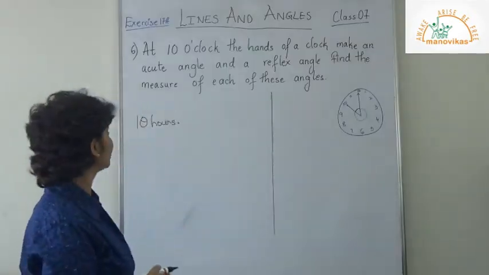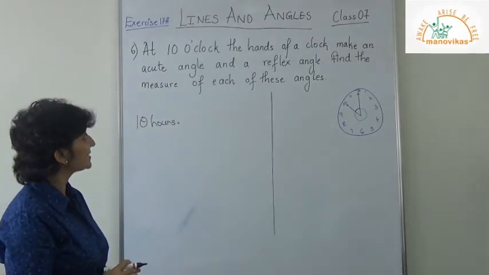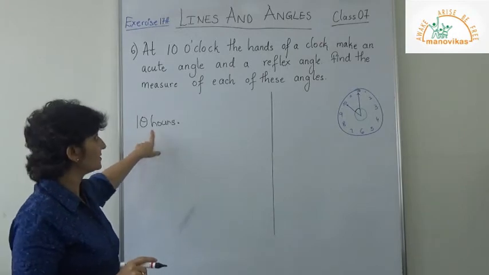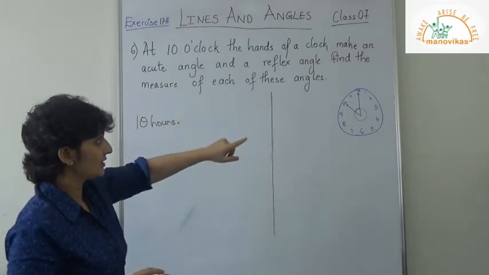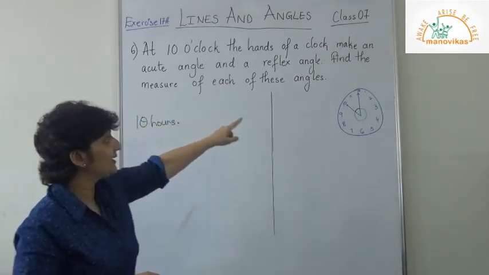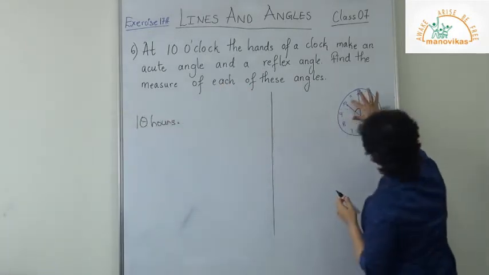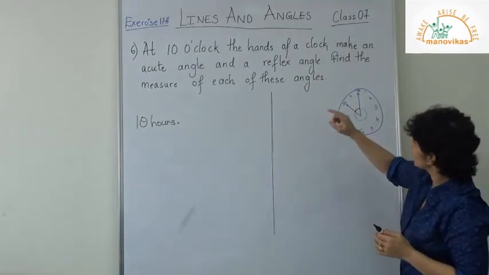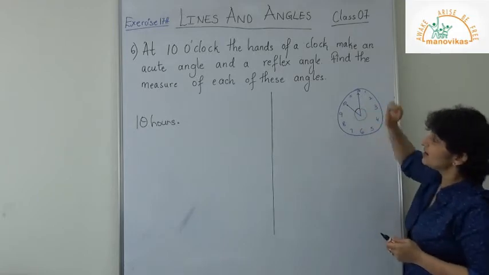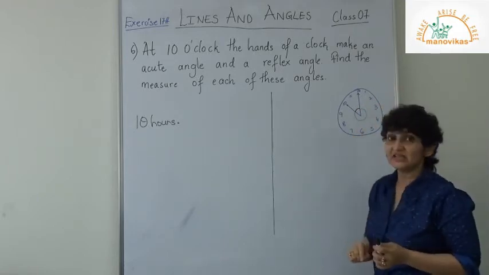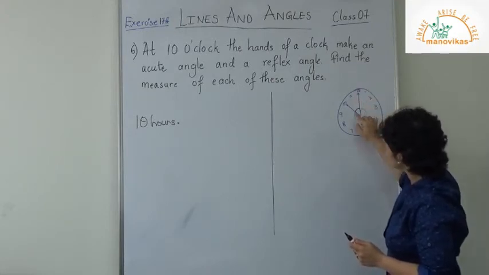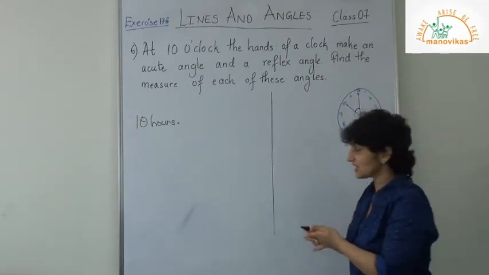Now question 6, children. Let's read together. At 10 o'clock. Now you know 10 o'clock means 10 hours, right? The hands of a clock, and I've also drawn it for you, make an acute angle. So this is your acute angle, and it also makes a reflex angle. Find the measure of each of these angles. So see here, this is your acute and this is your reflex angle.